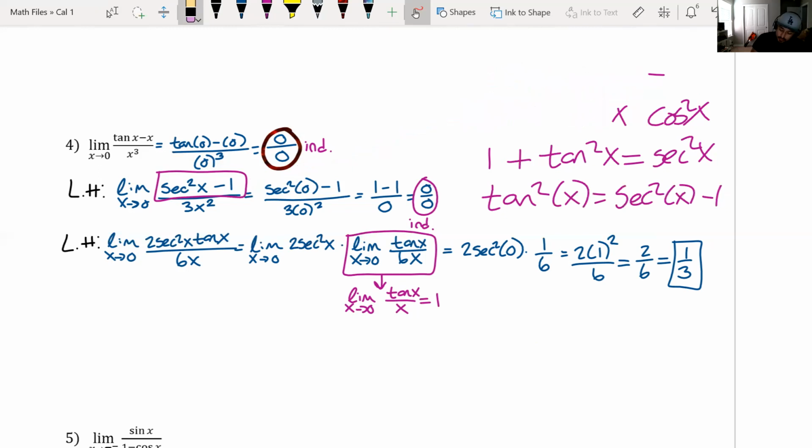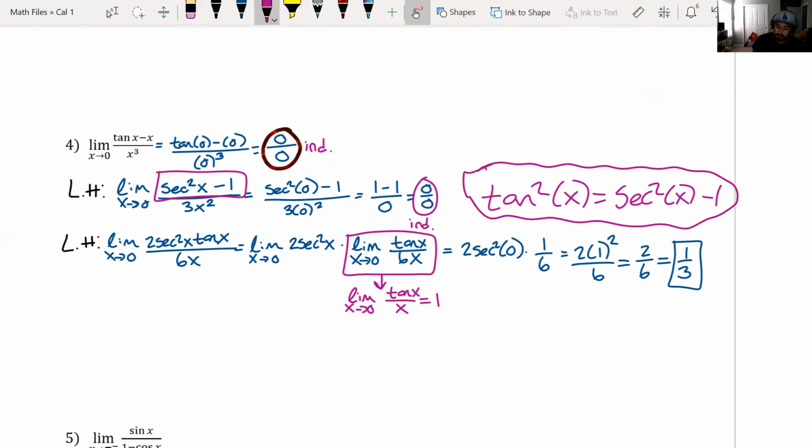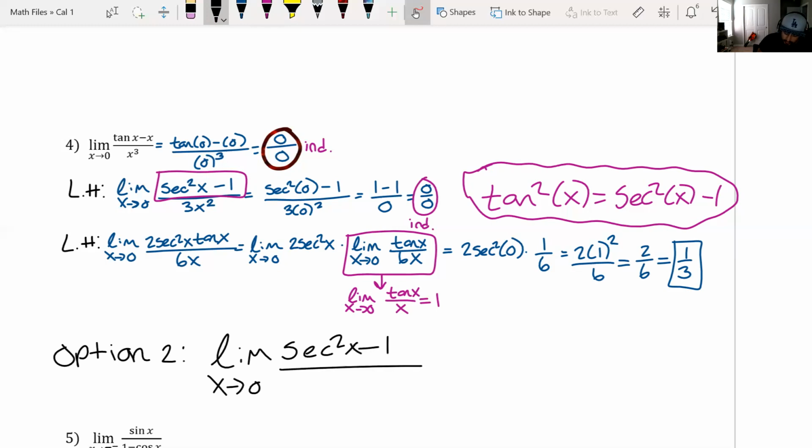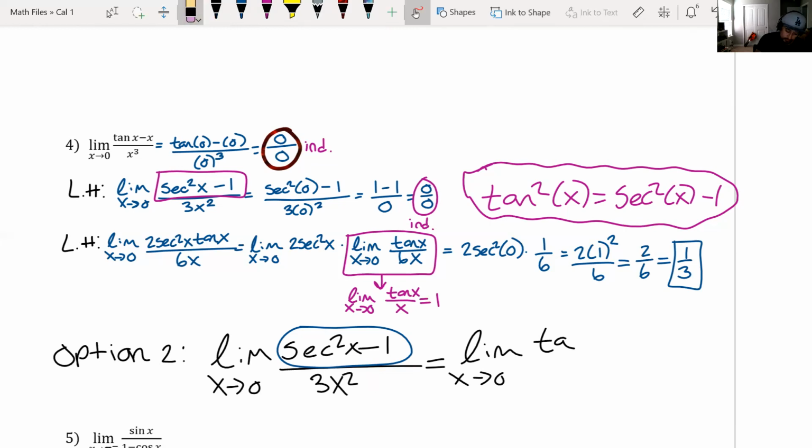So let me change this up. So optional route number 2, let me put this in little identity parentheses, and let's say this is option 2. You now have the limit as x approaches 0 of secant squared x minus 1 over 3x squared. But now we know that by identities, this becomes tangent squared x from everything I just showed you above. So this becomes the limit as x approaches 0 of tangent squared x over 3x squared.